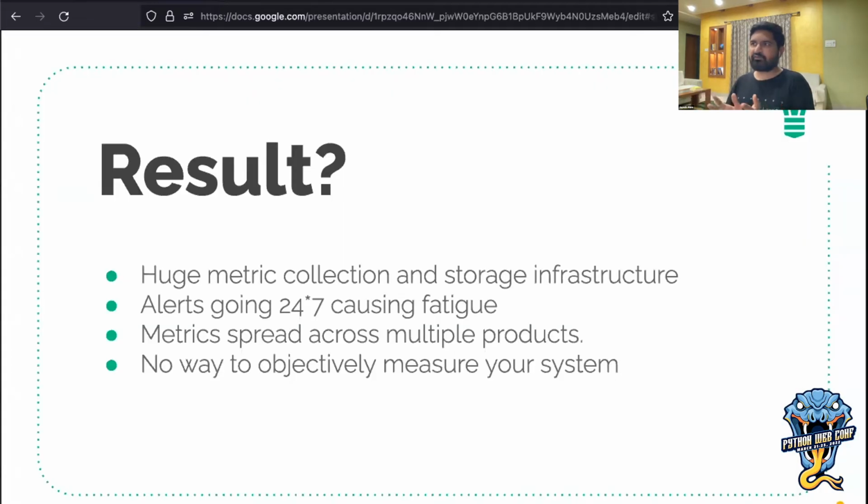So how does this whole thing result? Whatever ops measures and whatever the business expectations are, the ops measurement angle results in huge metric collection and storage infrastructure and alerts which are going 24/7 and causing alert fatigue. The metrics spread across multiple products, like there are 10 different projects where the metrics are going. We are still trying to correlate everything. We are still trying to make sense out of the data. And there is no way to objectively measure your system. And measuring your system is very important because what gets measured gets improved.